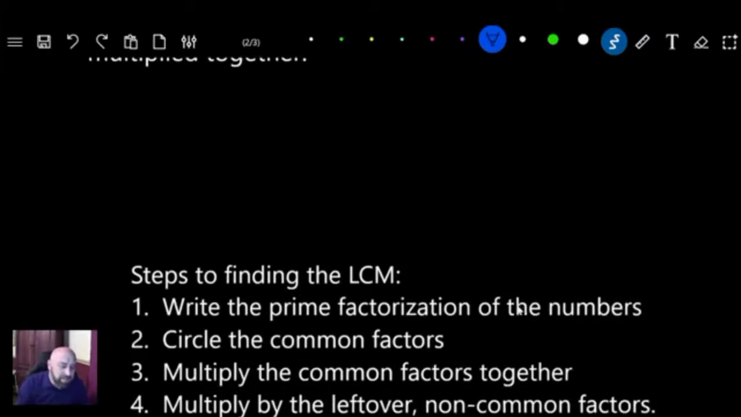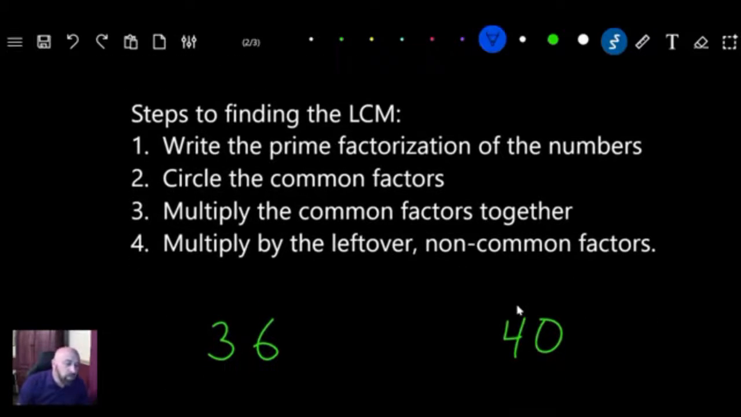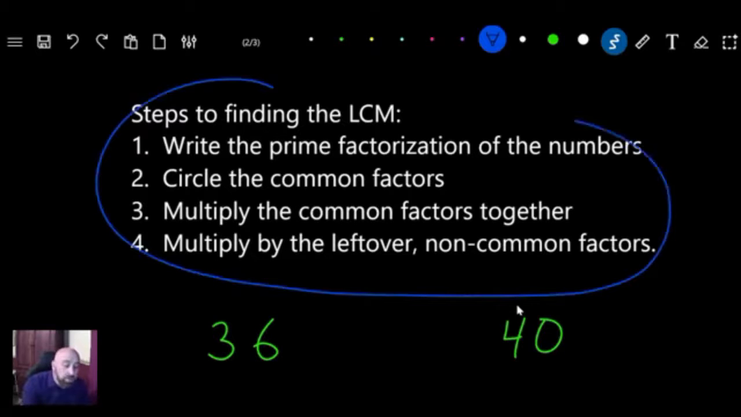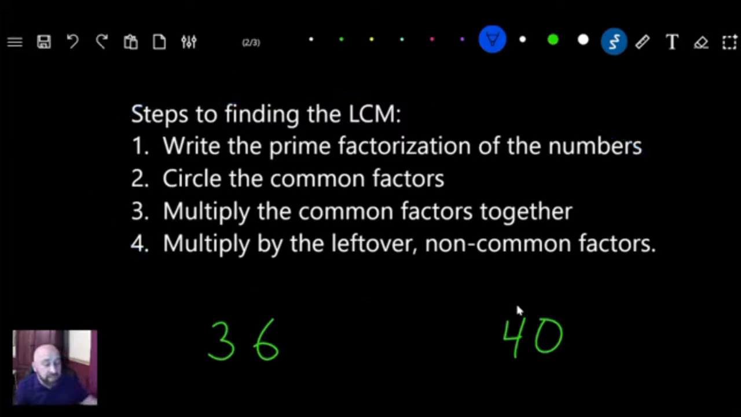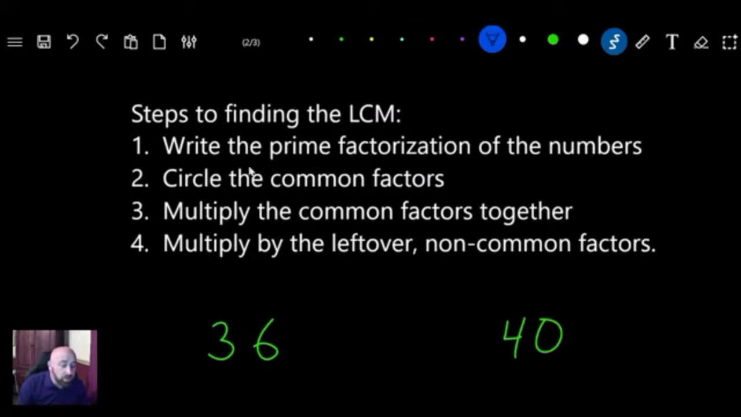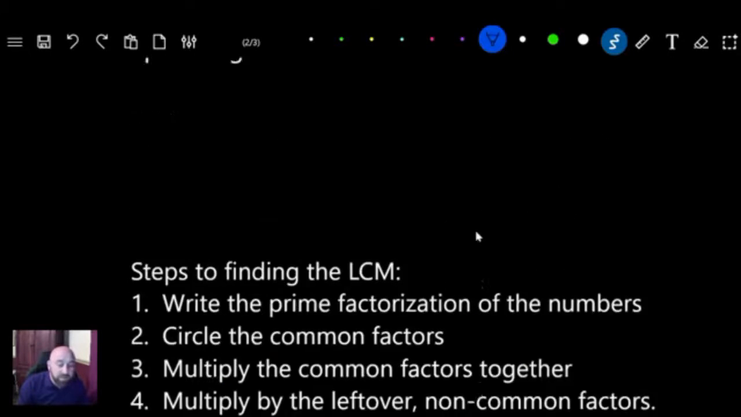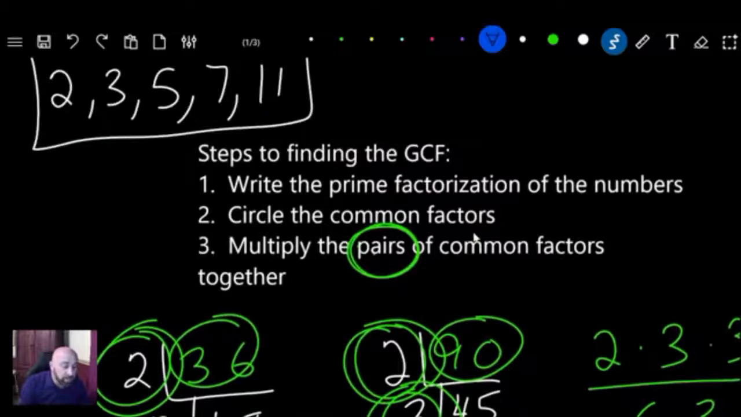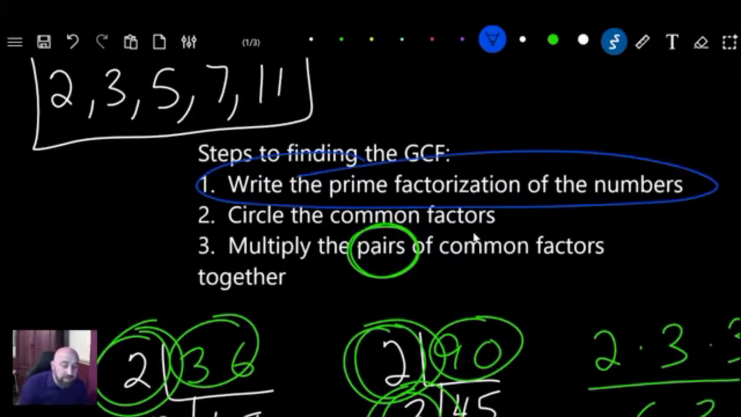How do we find the LCM? Well, I'm glad you asked. We're going to find the LCM almost the same way that we found the GCF, except we need to add one step. That's the only thing that we need to do here is add one step. So, step number 1, write the prime factorization of the number. Just like we did up here, write the prime factorization of the number.